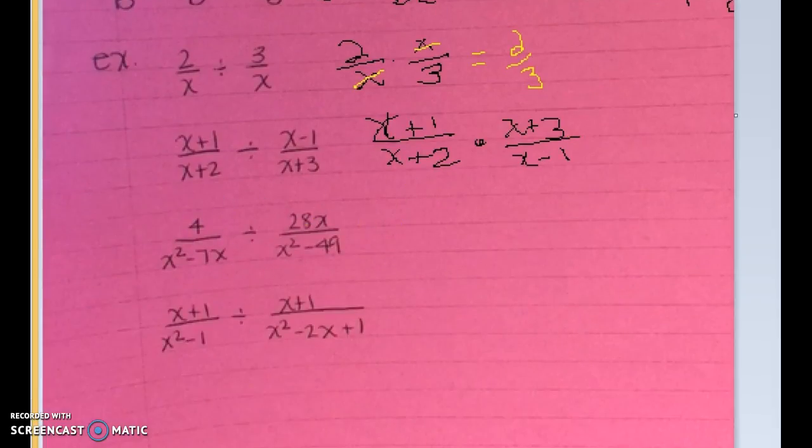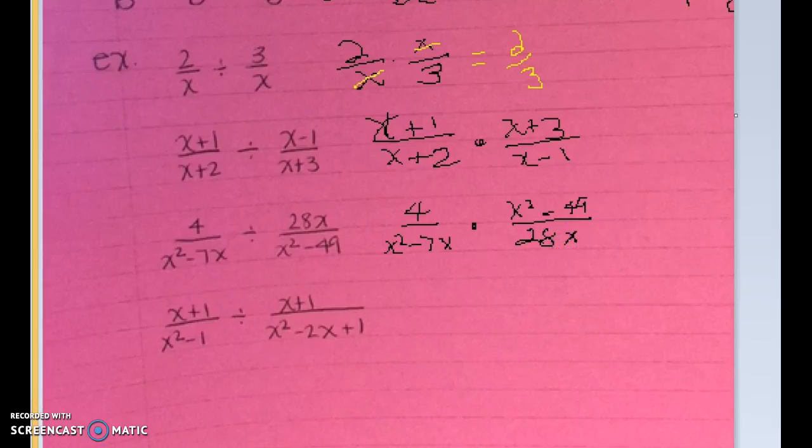For the next one, we keep the first one, so 4 over x squared minus 7x. Remember, change it to multiplication and then switch it. So then we have (x squared minus 49) over 28x.